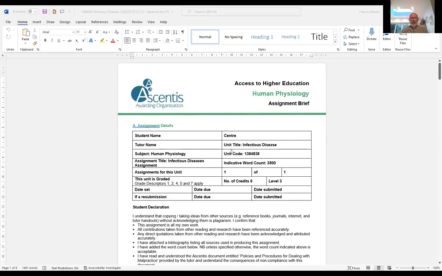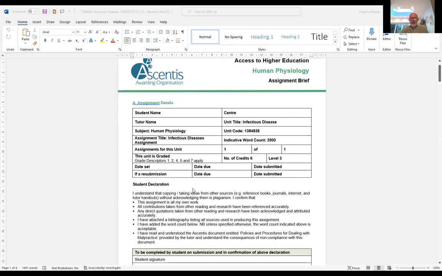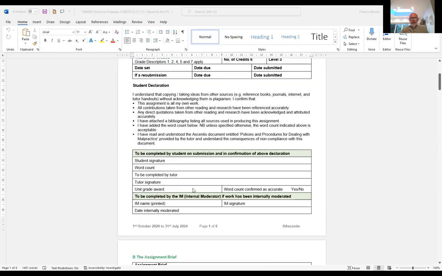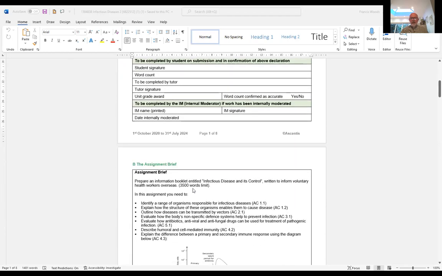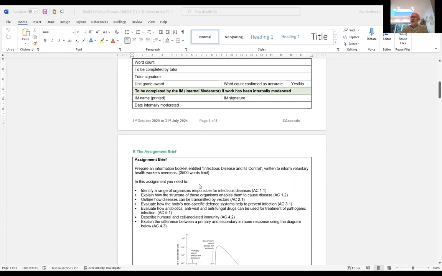Okay, so as you can see, it's 3,500 words. It's supposed to be done in the style of a booklet for voluntary workers overseas. So what I suggest is that you put in a title page with the infectious diseases and its control, and some nice pictures of bacteria, viruses, and different diseases, etc.